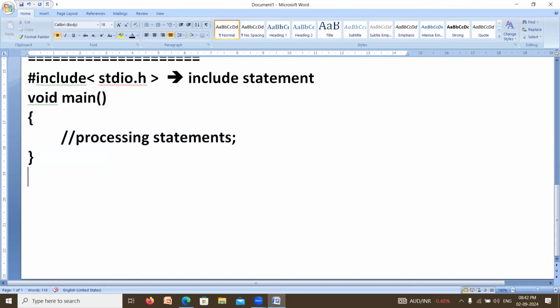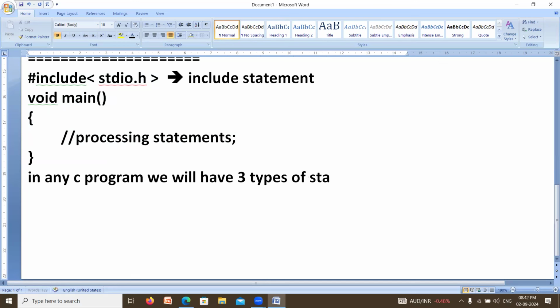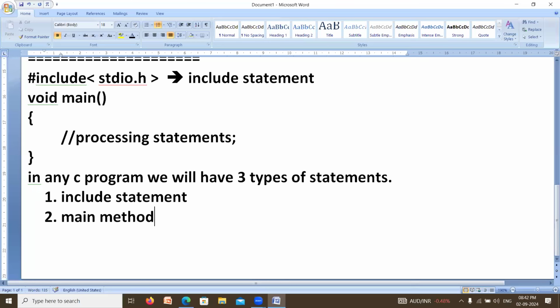So in any C program, we will have three types of statements. One is the include statement. Second one is the main method. Third one is processing statements.